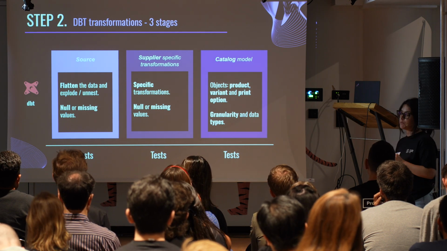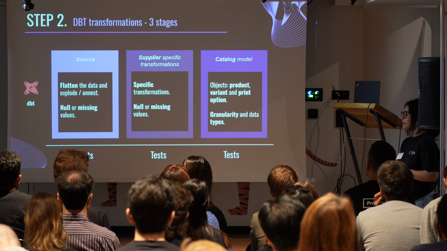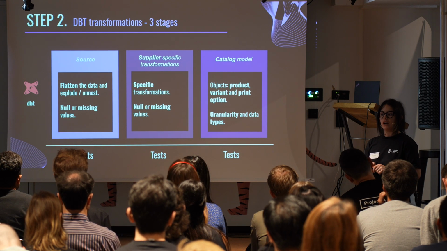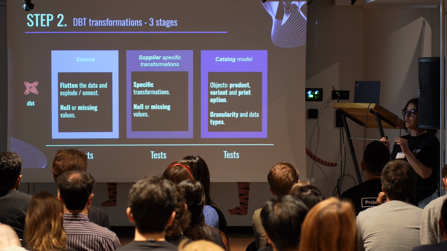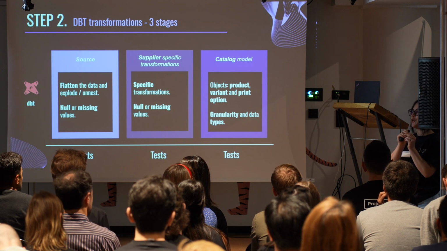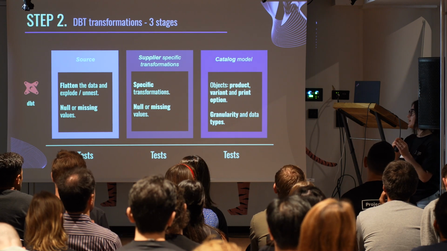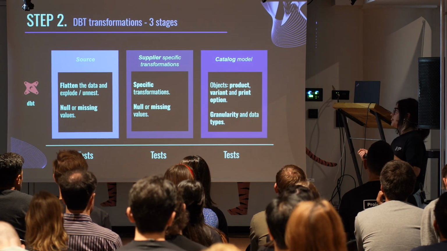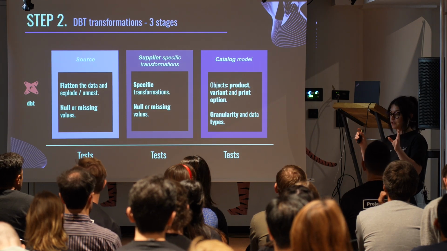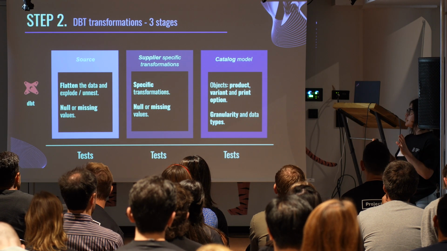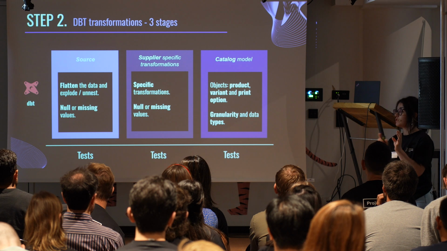The second part: how do we go from the source to the catalog model? The second part is the supplier-specific transformations. Basically, here it gets more tested: how much do you know about printing? Here you have to know a little bit about printing, because you have to find the sense in the supplier data, and you're translating the supplier's attributes to our attributes, right? So you have to make sure you can make a link from their data to our data.